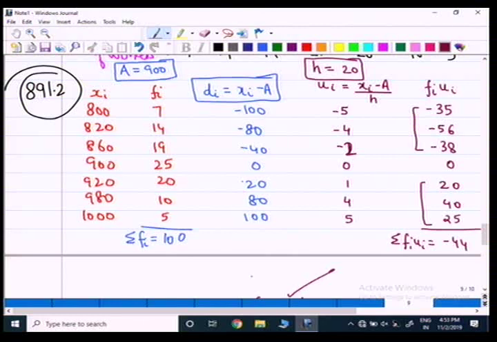To check the answer quickly, no, there is no such method to check the answer, because this is the only way. If you are going to do the long method, xi into fi, this is a very large number. So the only way is that you have to take care of the calculation. That's it.